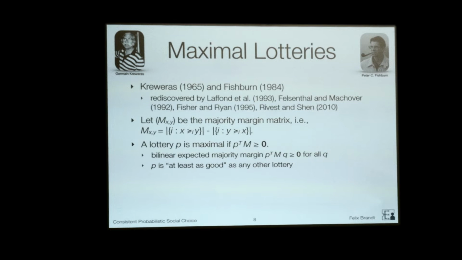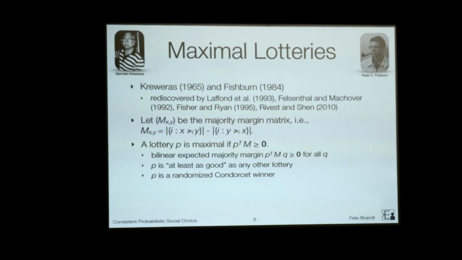One way to phrase this would be to say that the expected number of voters who prefer the outcome of P to the outcome of Q is at least as large as the expected number of voters who prefer the outcome of Q to that of P. So maximal lotteries are maximal in the sense that they're as good as any other lottery. And this, of course, really means that maximal lotteries are nothing but randomized Condorcet winners.